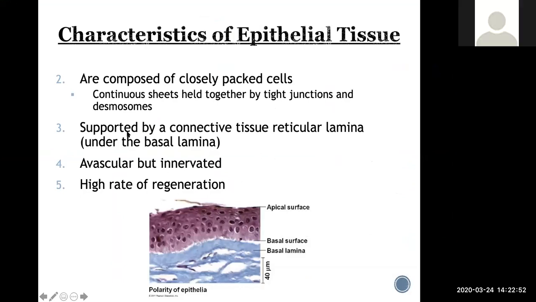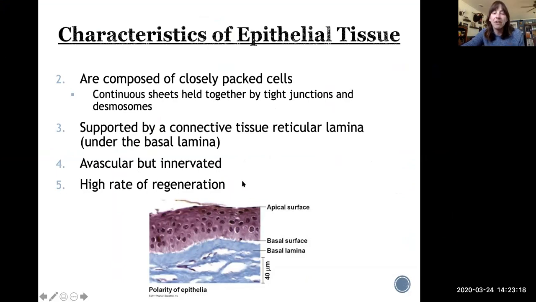Your epithelial tissues are supported by connective tissue. That is what the basal lamina is. And epithelial tissue is avascular, so there is no blood supply to epithelial tissue. That is a rule. Epithelial tissue is avascular, but it does have nerves. It is innervated, okay? So no blood vessels, yes nerves.